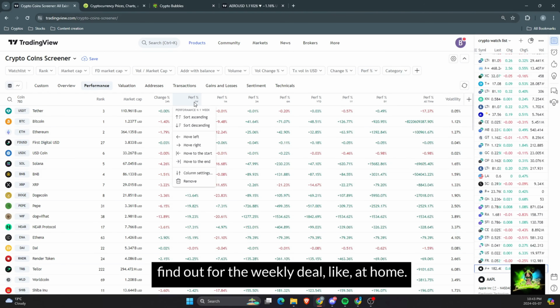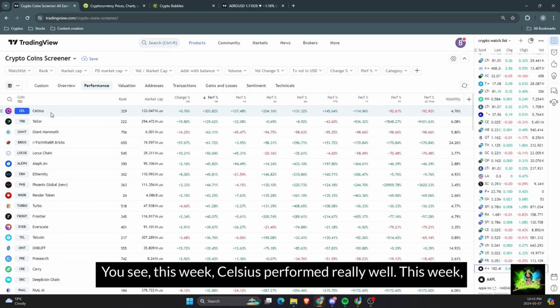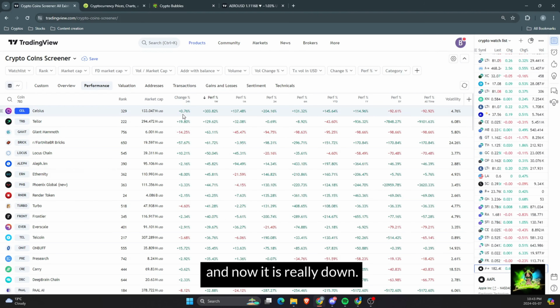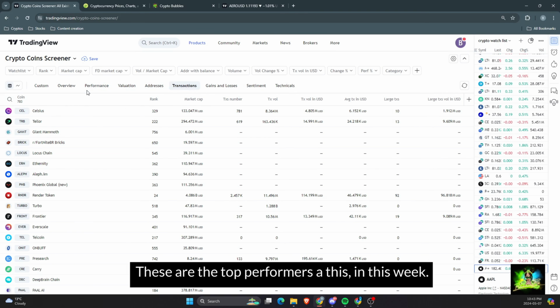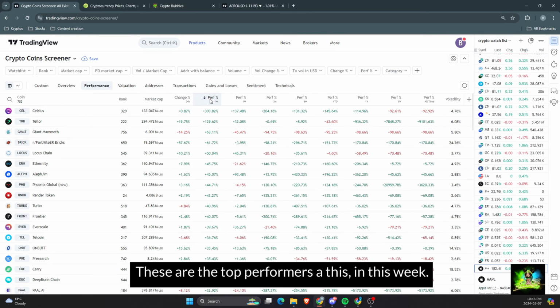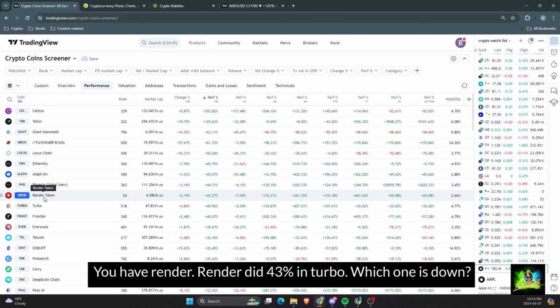Likewise, you can find out for the weekly too. You see this week, Celsius performed really well, and now it is really down. Not really, but there are some tokens that are the top performers this week. Do you have anything good for leverage? You have Render. Render did 43%.